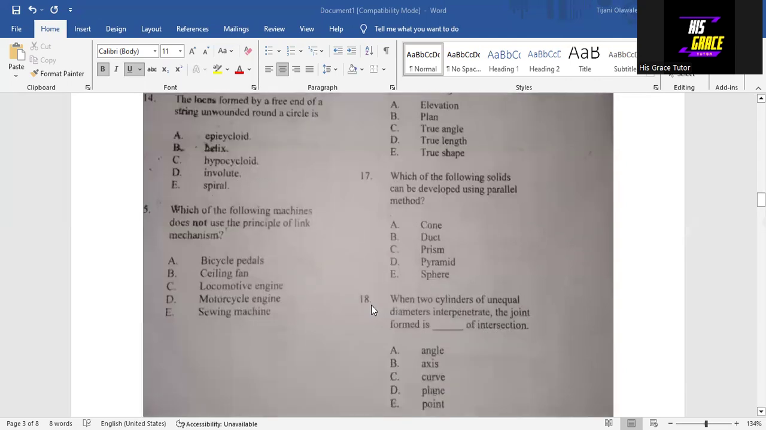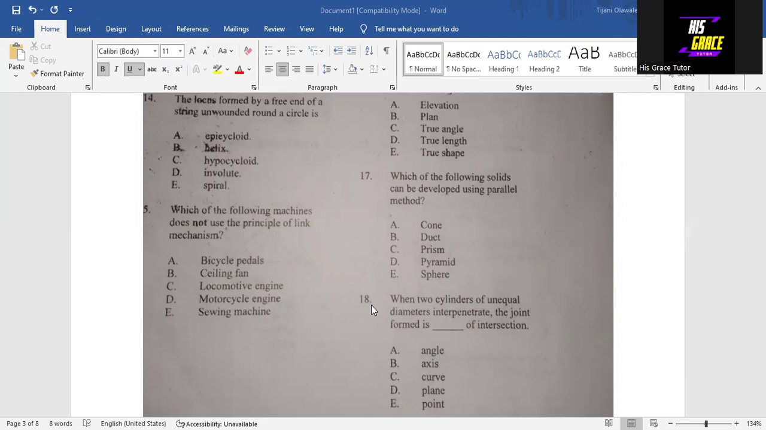Then question 15. Which of the following machines does not use the principle of link mechanism? The answer is ceiling fan. Option B is the answer to that question. Ceiling fan, option B, is the answer to question 15.